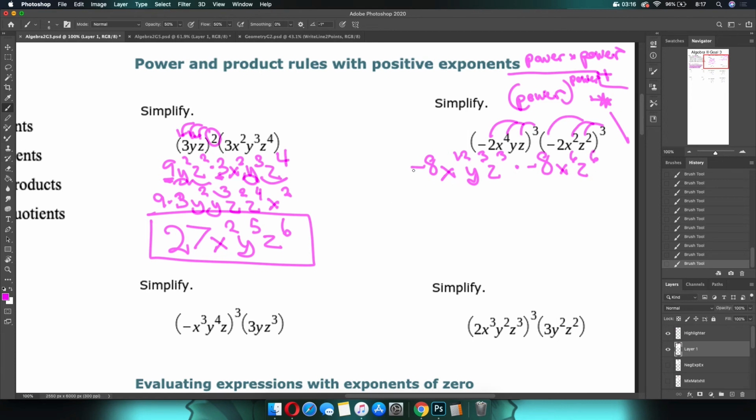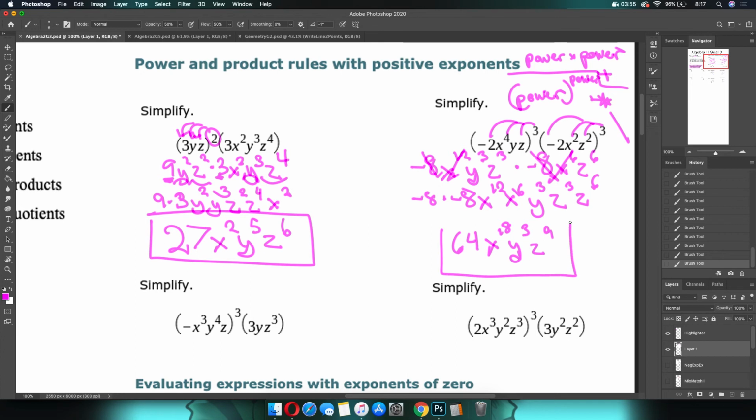Now, some students can do the multiplication necessary from here, but just in case you struggle a little bit, we're going to rewrite this. So this is negative 8 times negative 8. Then we have x to the 12 times x to the 6. Then we have y cubed just by itself. And then we have z to the 3rd times z to the 6. Negative 8 times negative 8 is 64. x to the 12 plus 6 is 18. y to the 3rd, and then z to the 3 plus 6, which is 9.